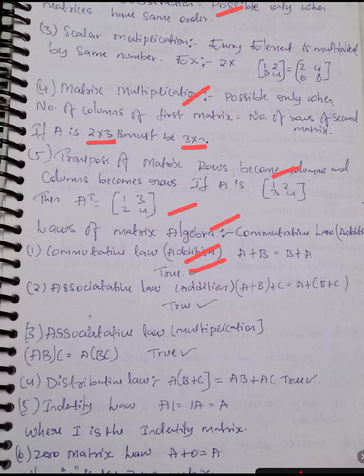Associative law, addition: (A plus B) plus C is equal to A plus (B plus C), true. Associative law, multiplication: (AB)C is equal to A(BC), true. Distributive law, true. Identity law, where I is the identity matrix. Zero matrix law: A plus 0 is equal to A, where 0 is the zero matrix. So take a screenshot of this.